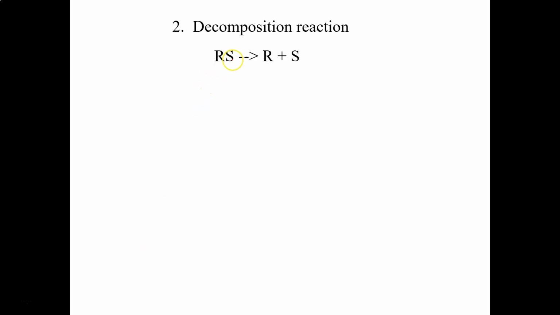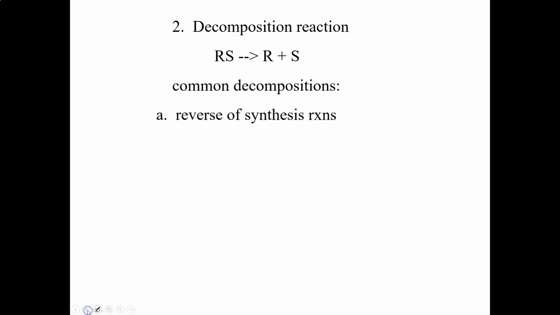How it gets split up into its products here is really just a matter of learning your synthesis reactions and doing them in reverse, right? Common decompositions are really just synthesis reactions in reverse. In fact, you can see that when you look up here, if you just did this reaction backwards, it would be a synthesis reaction. So we just learned 4 common synthesis reactions, right?